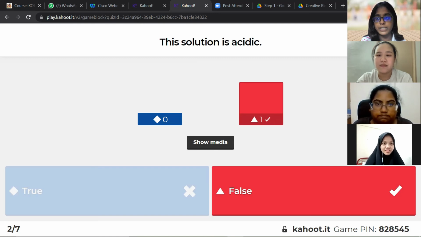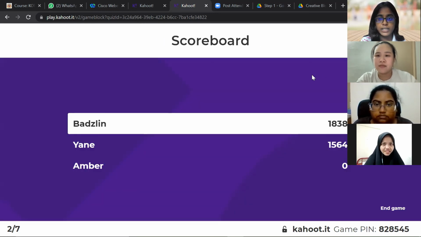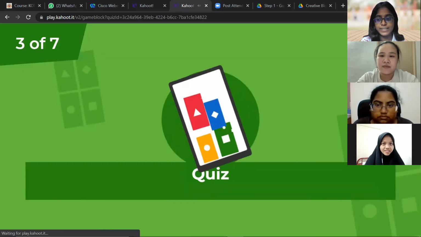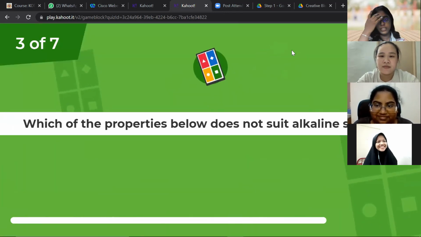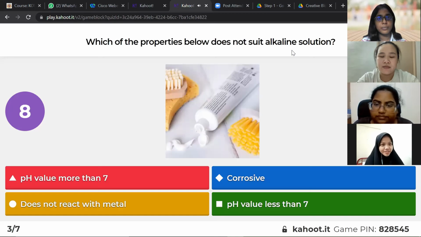Hopefully everybody got good internet. And then Baslin is still leading. Okay? Congrats, Baslin. Okay, and the next question. Which of the properties below does not suit an alkaline solution?